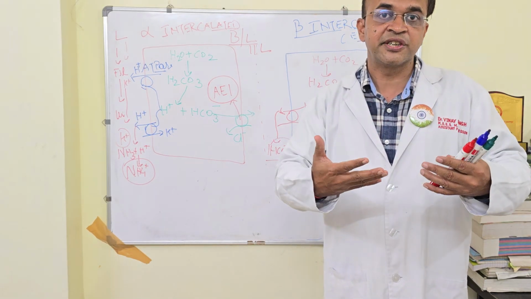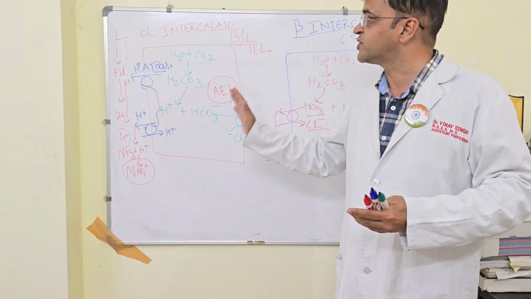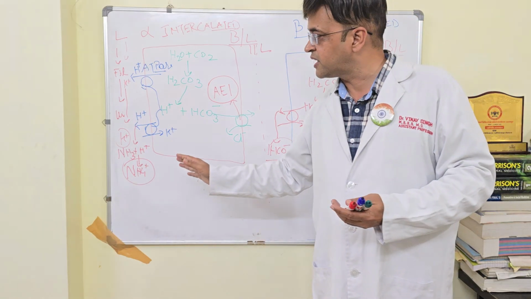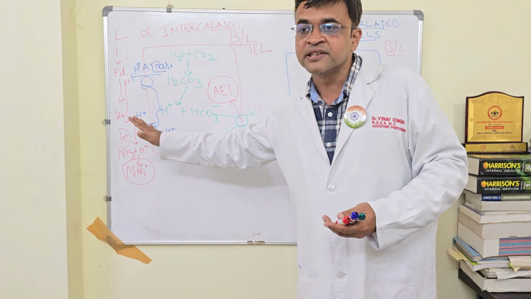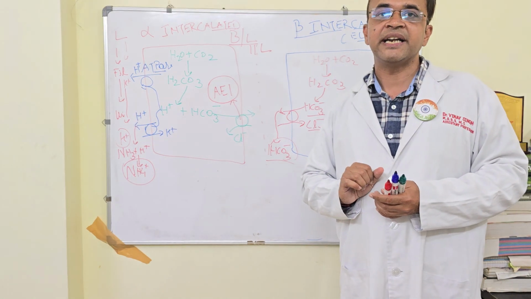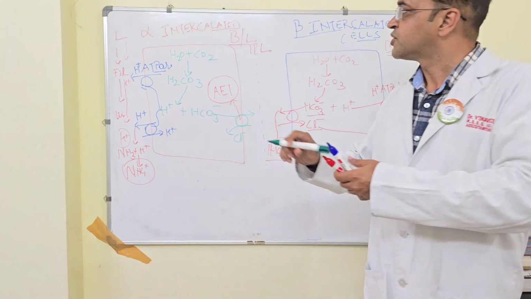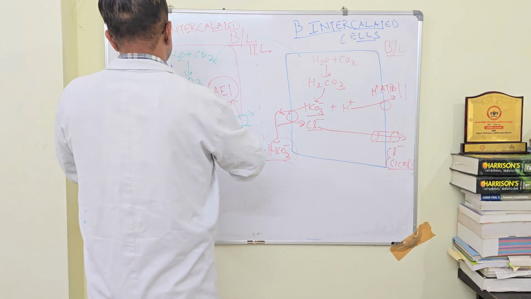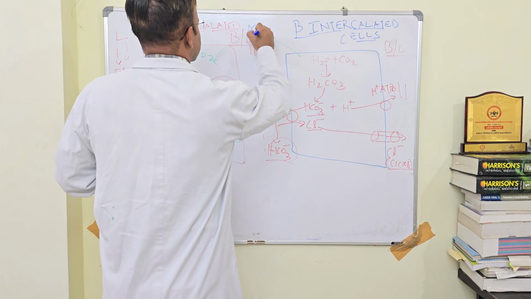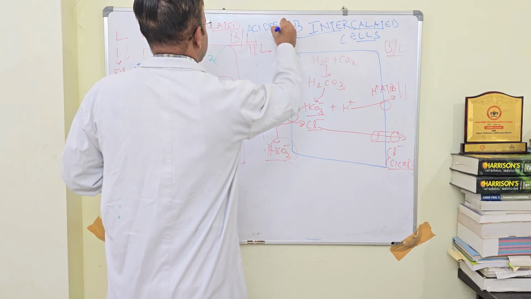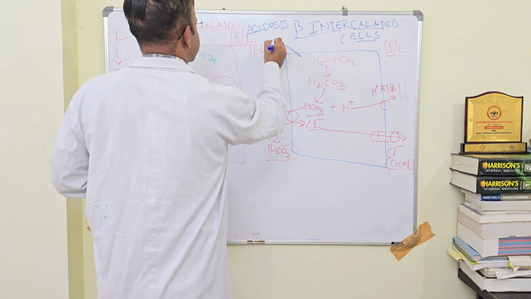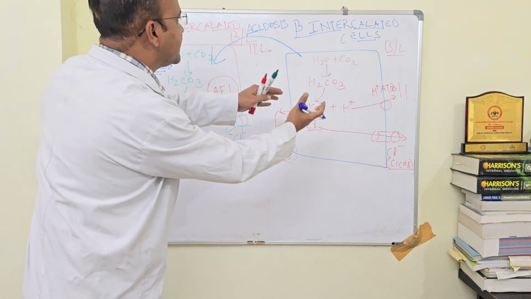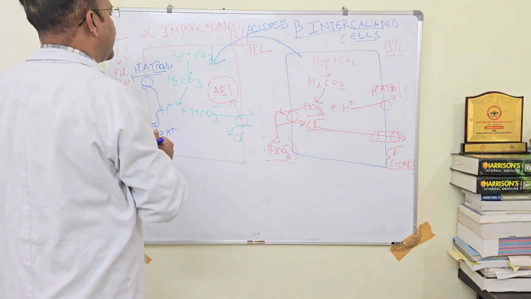And in case of acidosis, it's going to dominate even more. In case of acidosis, the number of alpha intercalated cells is going to increase further. But in case of alkalosis, some of the alpha intercalated cells will get converted to beta intercalated cells. So in acidosis, you will get this line. That means in acidosis, beta intercalated cells will get converted to alpha intercalated cells.